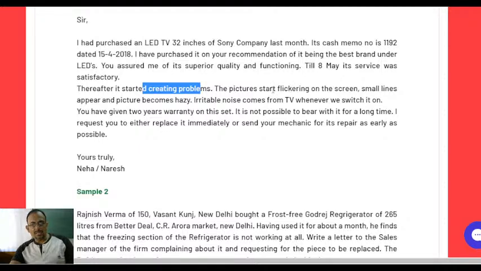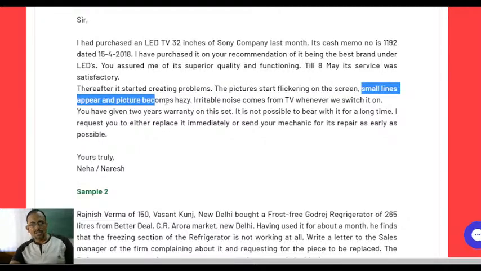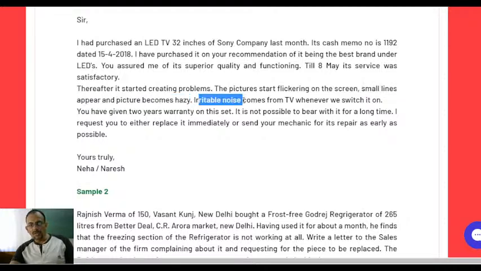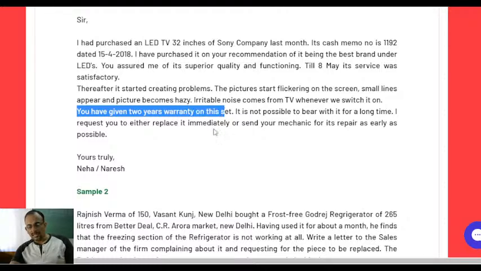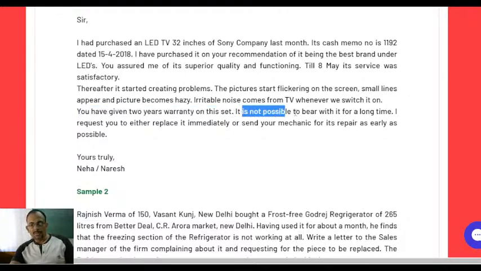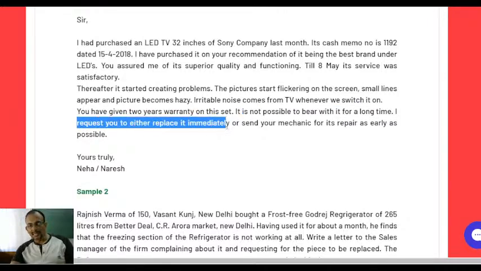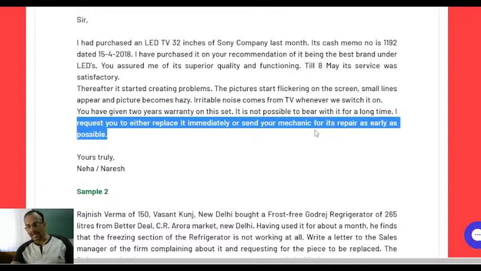The picture starts flickering on the screen, small lines appear, and the picture becomes hazy. Irritable noise comes from the TV whenever we switch it on. You have given 2 years warranty on this set, so mention the warranty period of the product. It is not possible to bear with it for a long time. I request you to either replace it immediately or send your mechanic for its repair as early as possible.